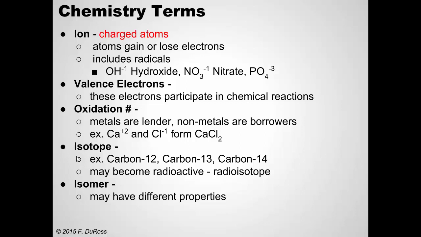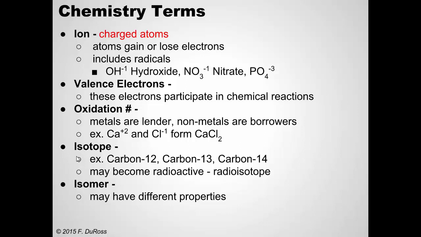There are also those we talked about back in 7th grade, the radicals, the polyatomic ions like nitrate, phosphate, hydroxide. Those also have a charge to them. For example, hydroxide is a negative charge. Nitrate is a negative charge. Phosphate has a negative charge. So if an atom gains or loses an electron, it has a charge, and we call it an ion.